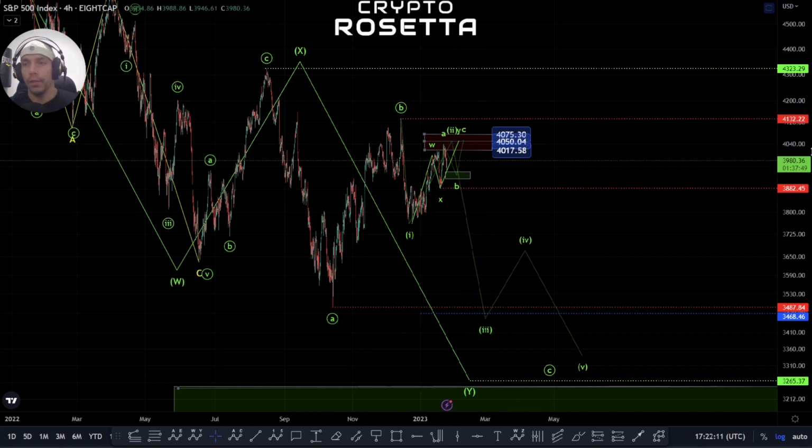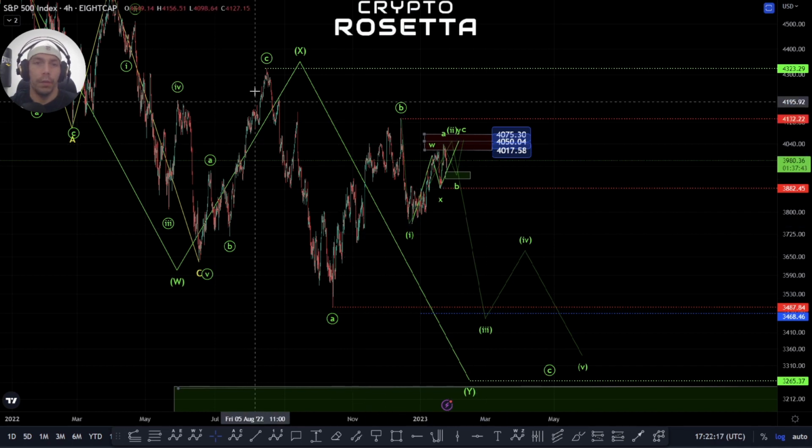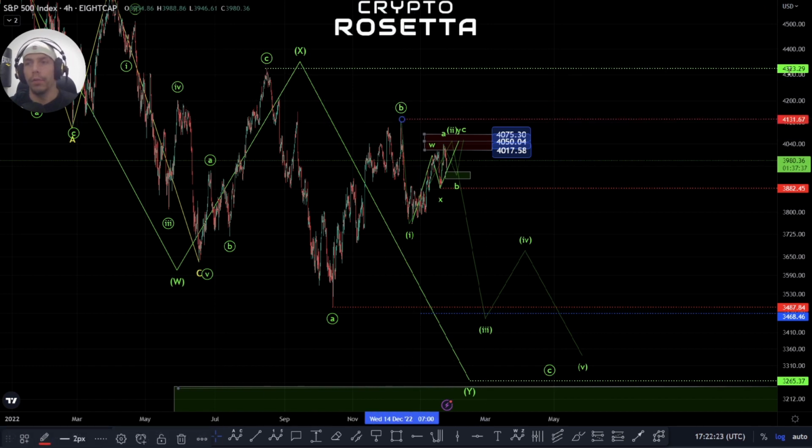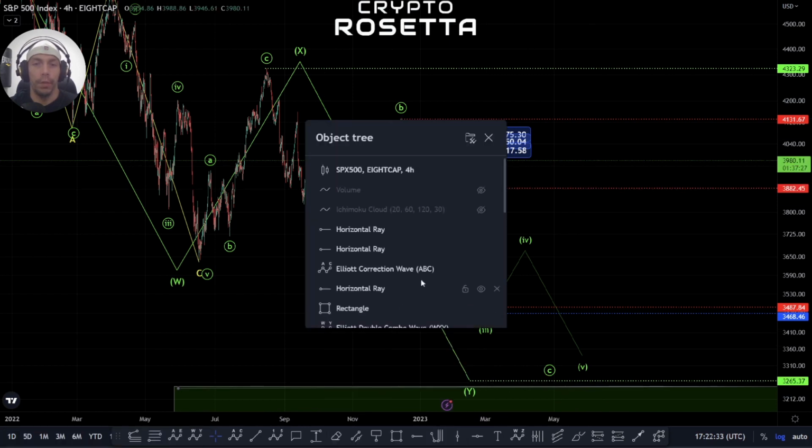If we take this high point here of 4132, it is possible that we can count this slightly different, and then we'd have to just look at this as an A, and this B wave was still in play. Though if we take this high point of this 4323, then we would have to look at it as a completed move, or like I said, that we're having a flat correction in this Y wave. So we'll have to give it a bit of time.